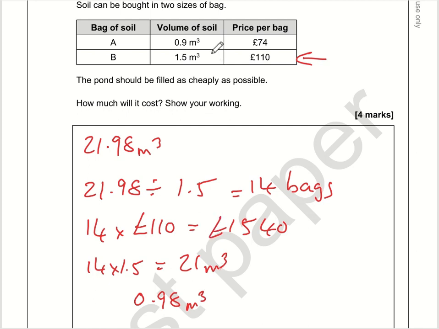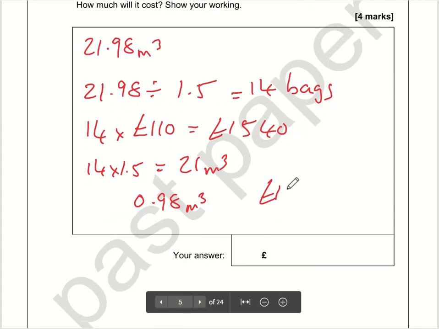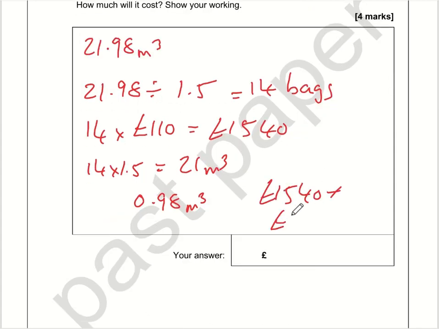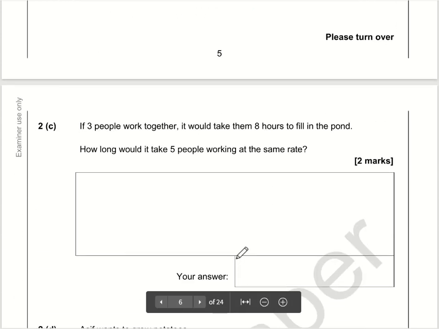So unfortunately 0.98 is less than this amount, so either we need 2 of these, or we just need 1 of these. Well, what is cheaper? It's actually cheaper to buy the 1.5 cubic meter one, so I'm going to add another 110 pounds onto this. So 1540 plus 110 comes to a total of 1,650 pounds.